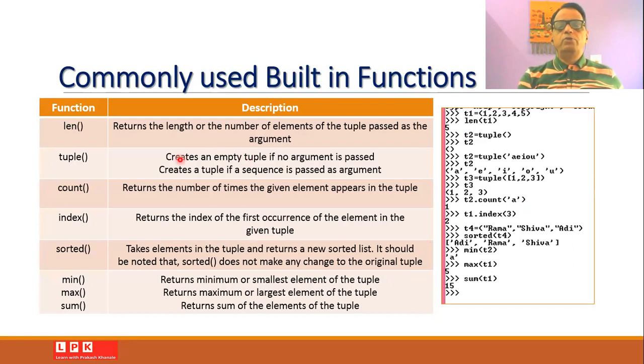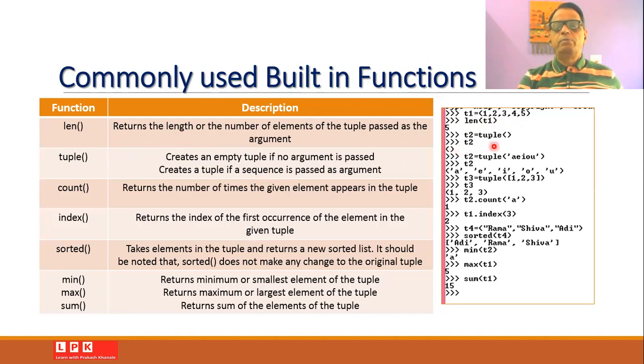There are certain commonly used built-in functions with the tuple, such as len. It returns the number of elements of the tuple which is passed as an argument. So if T1 = (1, 2, 3, 4, 5) and I write len(T1), I will get the result 5. Tuple will create an empty tuple if no argument is passed, and it will create a tuple if a sequence is passed as an argument.